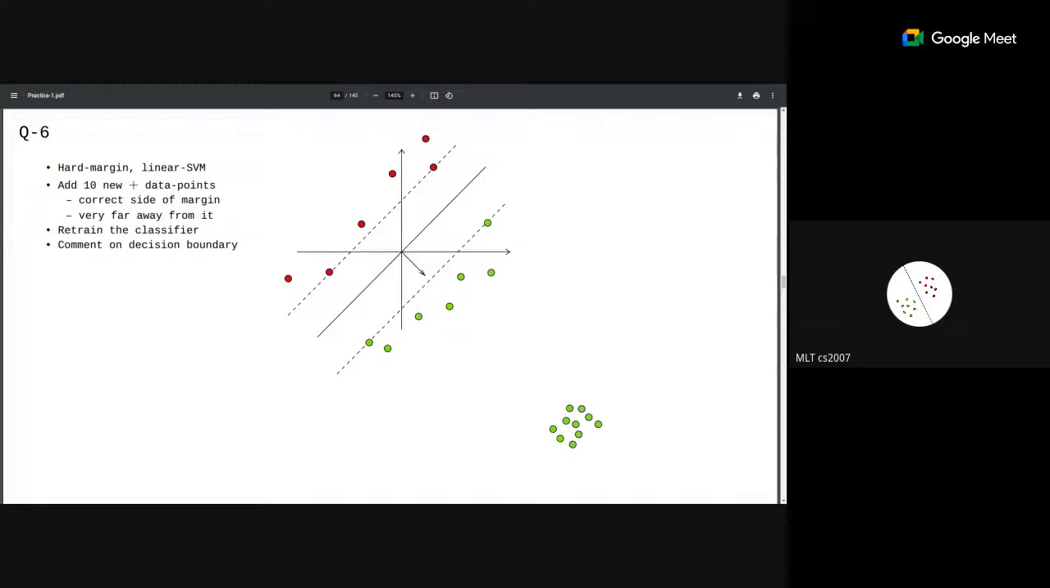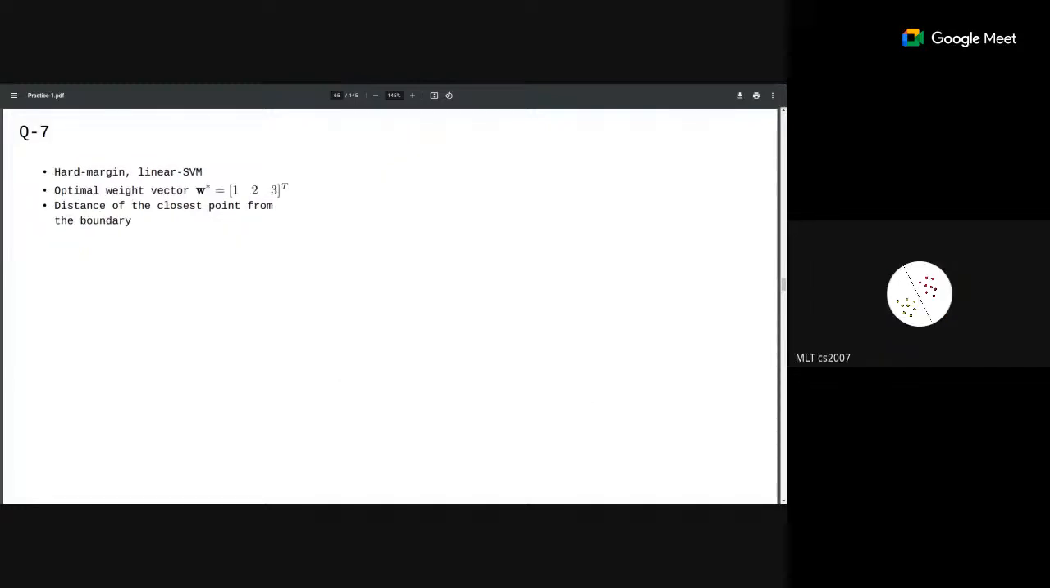Radius is the distance of the farthest point from the origin. The margin is the distance of the closest point from the origin. Okay, got it, sir. Thank you. So that was a simple question. Now we'll move on to the same discussion, and we'll discuss the margin in a little more detail.